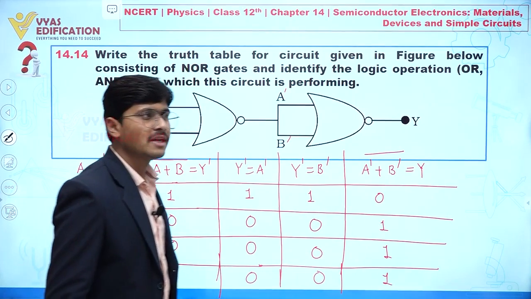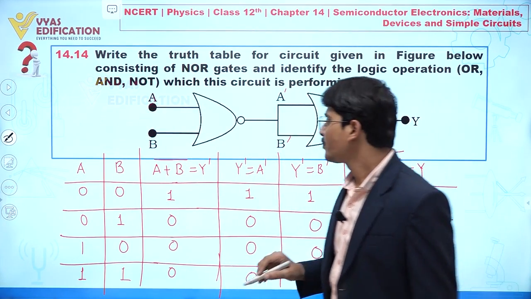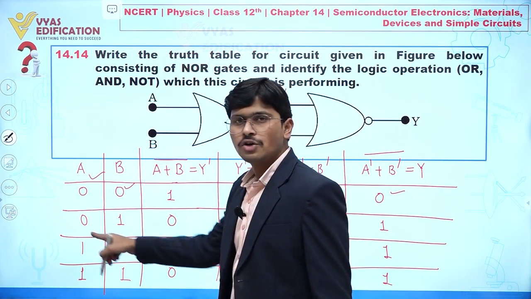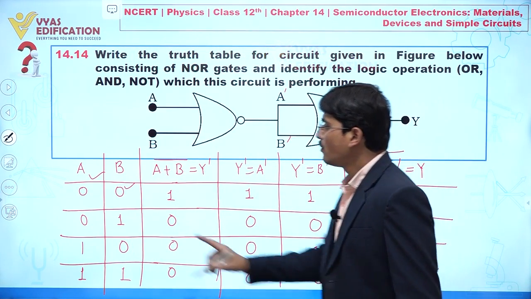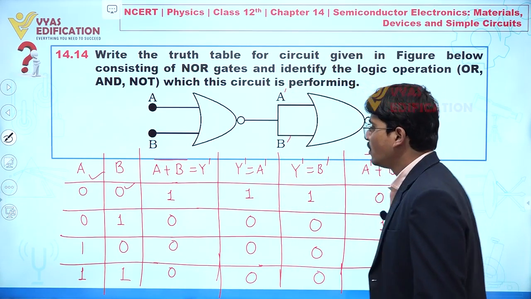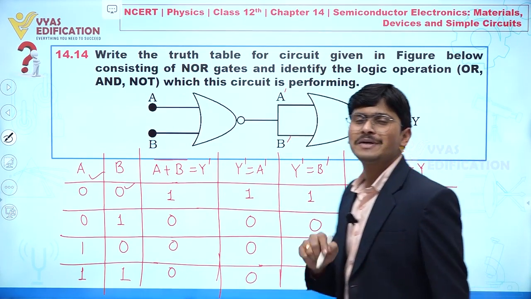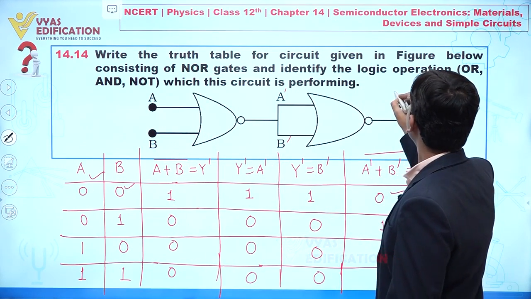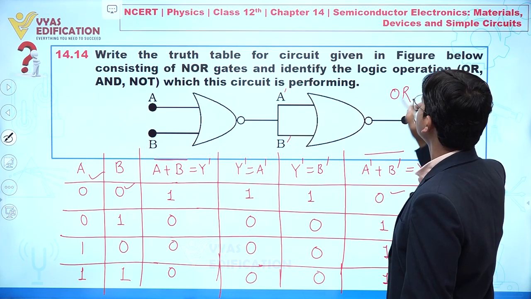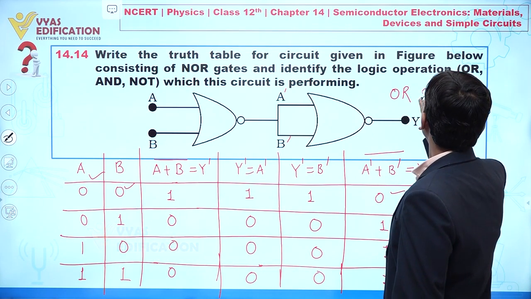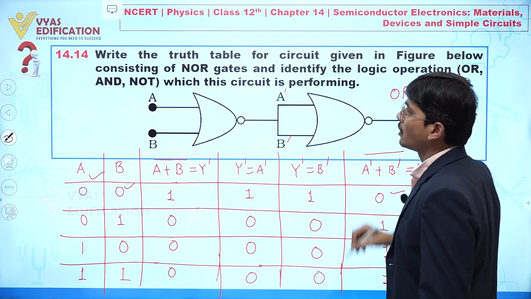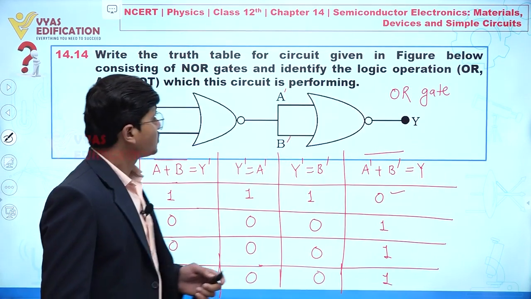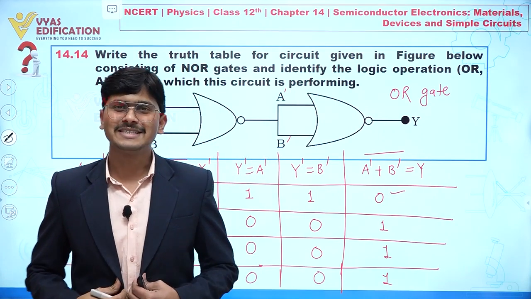Now if you concentrate on the input and only the output, your input is 0 and 0, you are getting 0. 0 and 1, you are getting 1. 1 and 0, you are getting 1. 1 and 1, you are getting 1. It means this is the truth table of the OR gate. So definitely the logic operation carried out by this circuit is the OR gate. So this is all about this question.